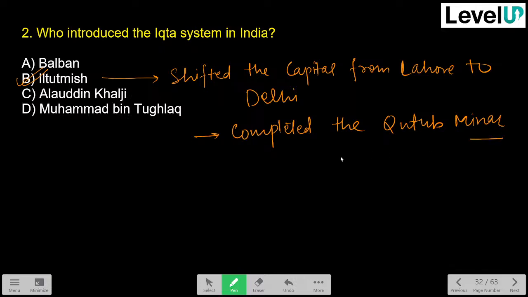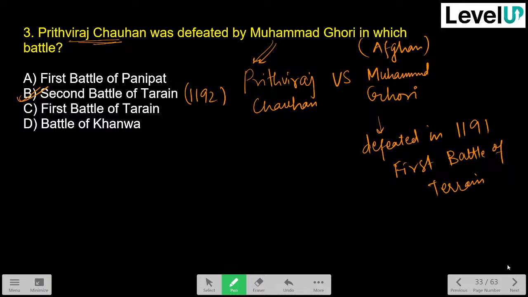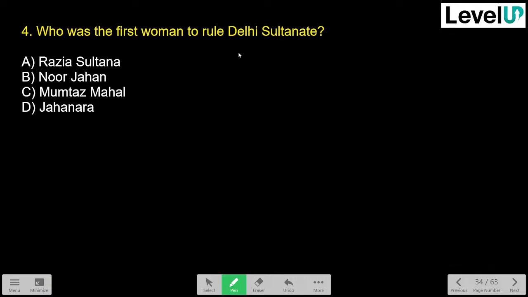Completed the construction of Qutub Minar. Okay, fine. Next question. Prithviraj Chauhan was defeated. Okay, understood. Second battle of Tarain. Who was the first woman to rule Delhi Sultanate?